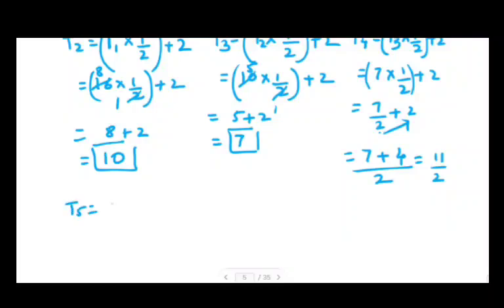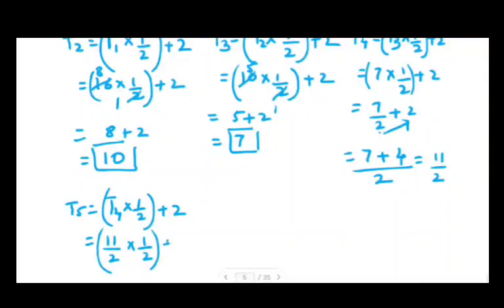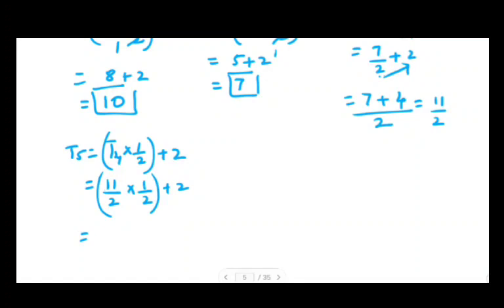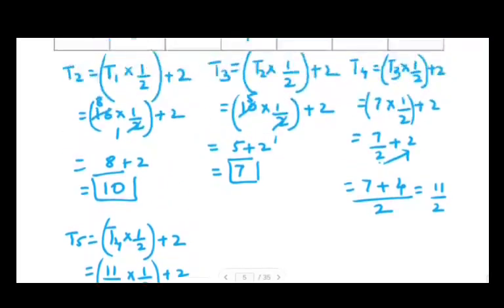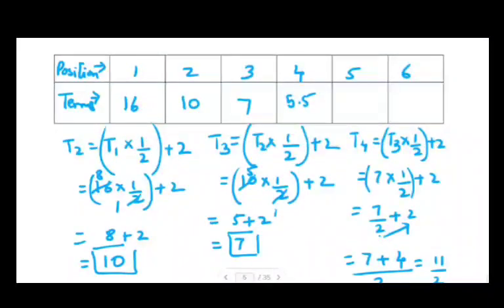Term 5 is equal to term 4 into half plus 2. So I'll take it as 11 upon 2 into half plus 2. So 11 into 1 is 11, 2 into 2 is 4, plus 2. 11 plus, multiply this, 4 2s are 8 upon 4, which is equal to 19 upon 4. So either I write it as 19 upon 4 or you can divide 19 by 4.